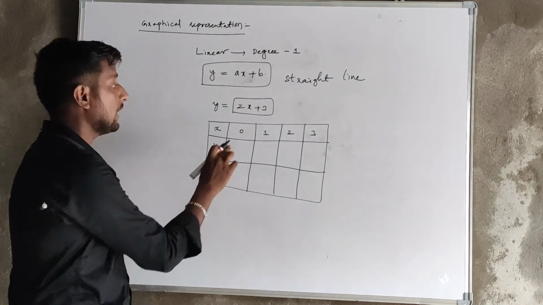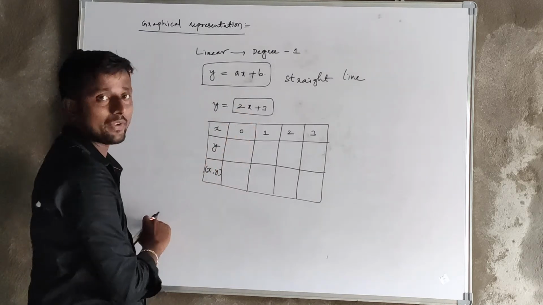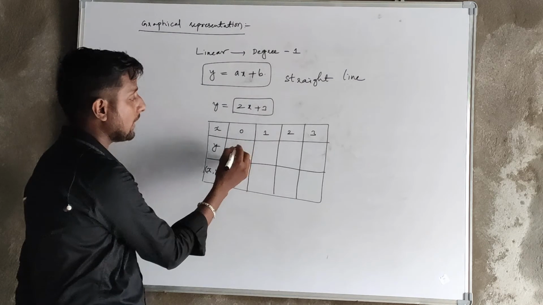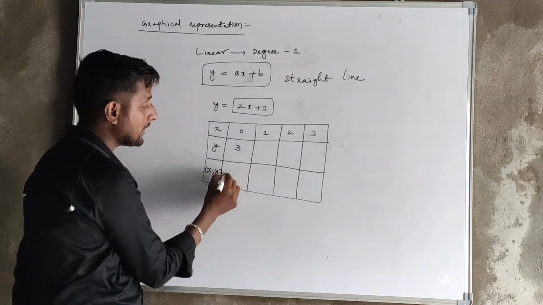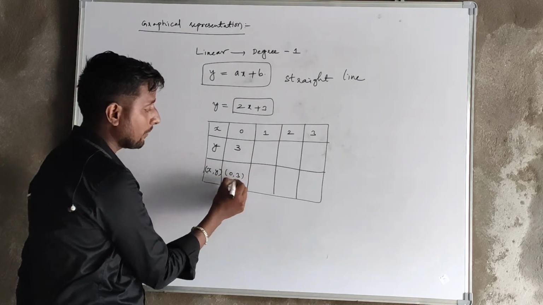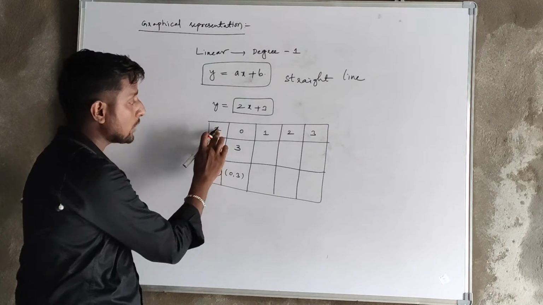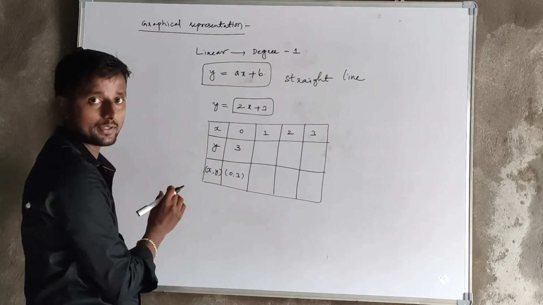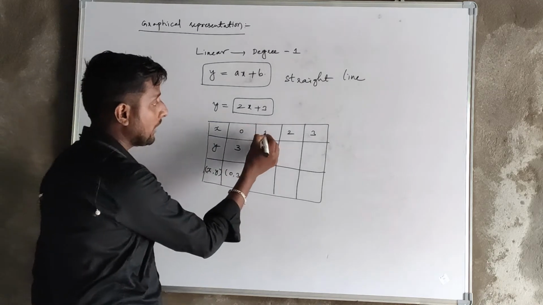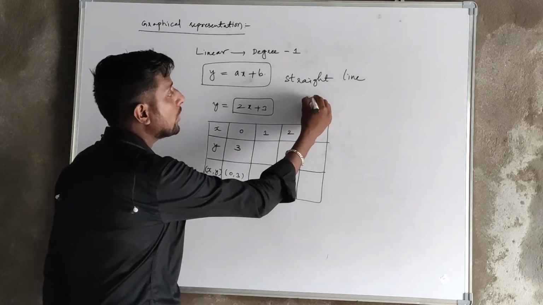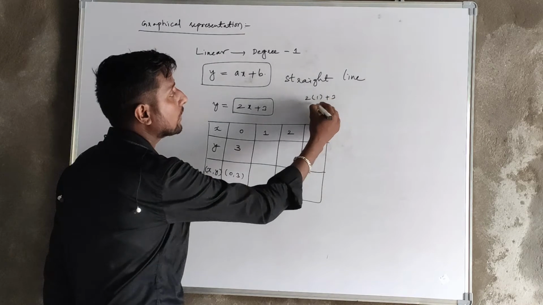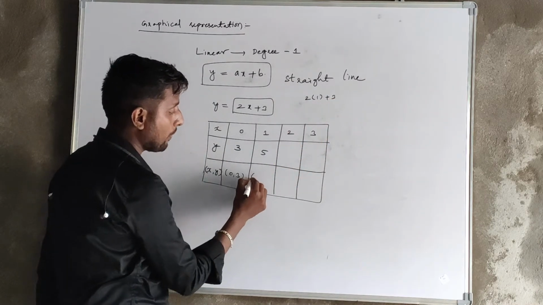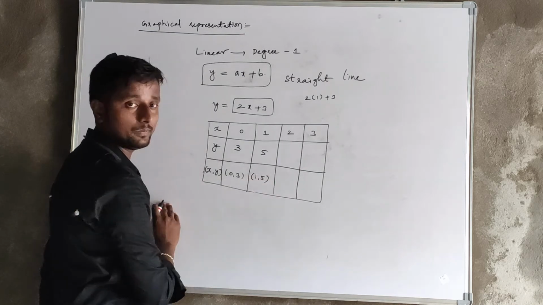X comma y. If you substitute 0 in the place of x, 2 into 0 is 0, plus 3, answer 3. Now the coordinates are 0 comma 3. X comma y I have written, so x value 0, y value 3. So answer 0 comma 3. It's a coordinate. Okay. Next, x value 1. Look at 2 into 1 plus 3. 2 ones are 2 plus 3, answer 5. Correct. So now the point is 1 comma 5.